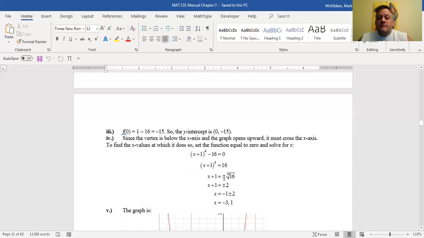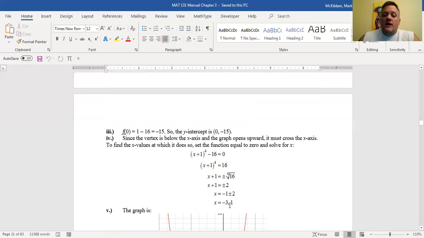We know that the fourth root of 16 is 2 because 2 raised to the fourth power is 16, right? So the right-hand side simplifies to plus or minus 2. And then to find x, you subtract 1 from both sides, and then realize that you're getting 2 solutions here. Negative 1 plus 2, which is 1, negative 1 minus 2, which is negative 3.